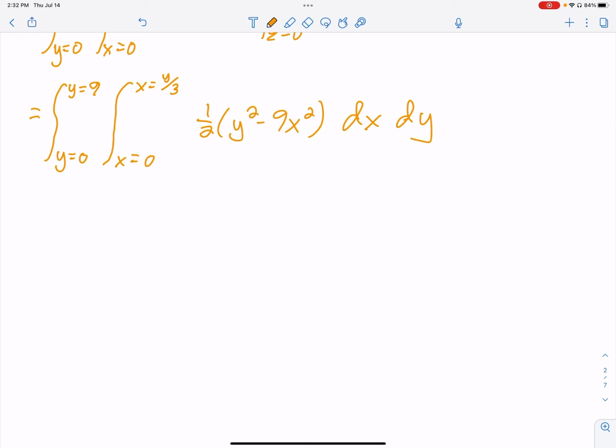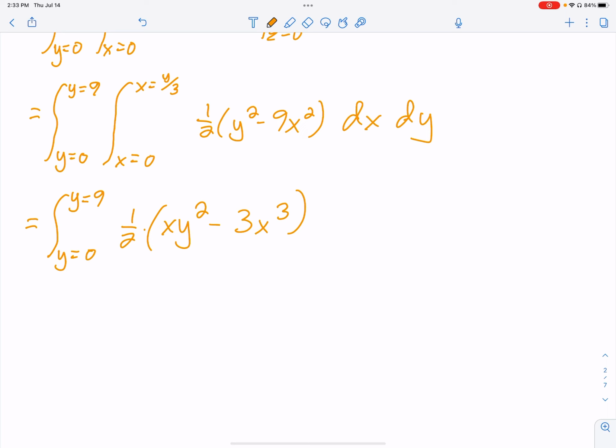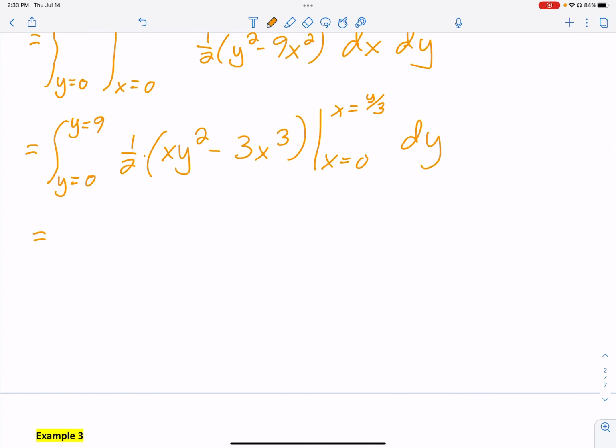Right, now we can integrate that. I'm going to pull the 1/2 out. So y equals 0 to y equals 9, and I'm going to put the 1/2 right here. Okay, and then we have to integrate with respect to x now. So this gets xy squared minus 3x to the third, and then x equals 0 to x equals y over 3, dy. All right, so now we just have to plug those x's in. I'm going to drop my y's there because we don't need them. We only have one now. Okay, I'm plugging in x equals y over 3. The zeros are going to make everything 0 out, so that's good.